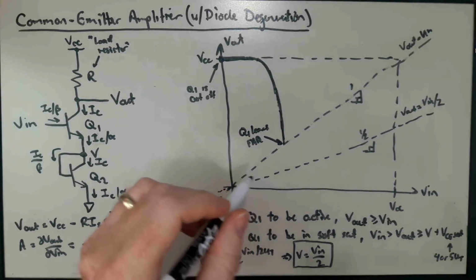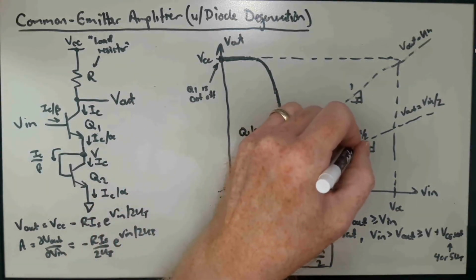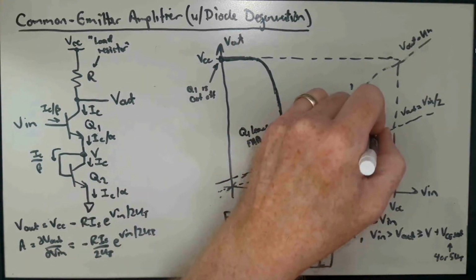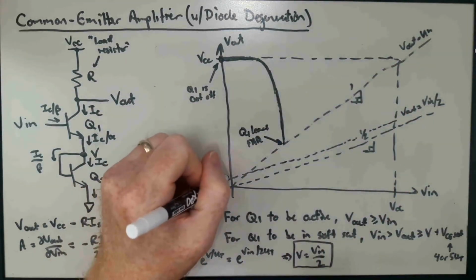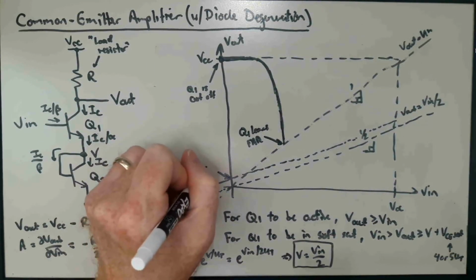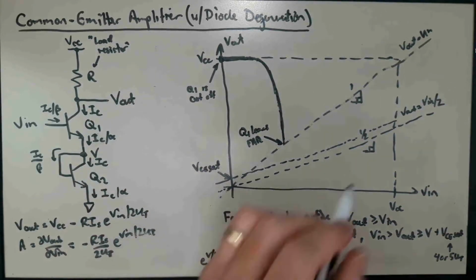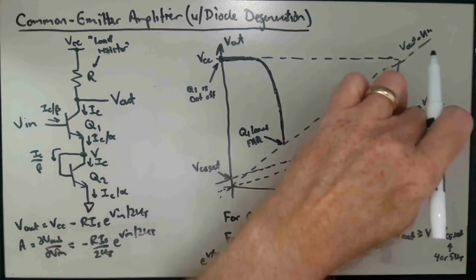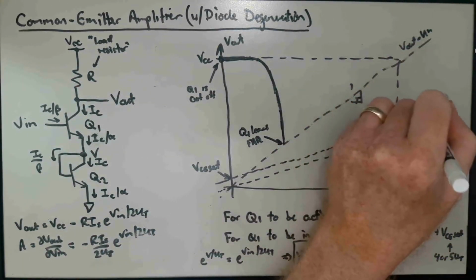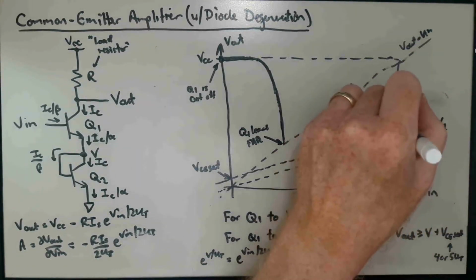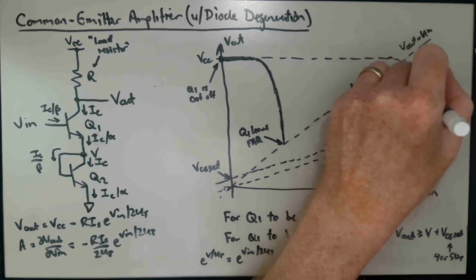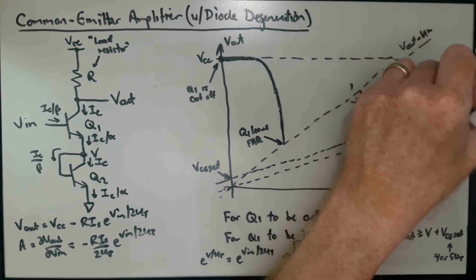Okay? And so we can construct a line that's parallel to this line, with a slope of 1/2, where this is intersecting here on the y-axis at VCE sat. Right, so this line here would be V out equals Vn over 2, and that line that's parallel to this is V out equals Vn over 2 plus VCE sat.